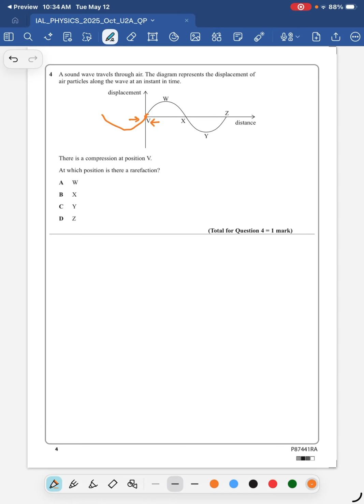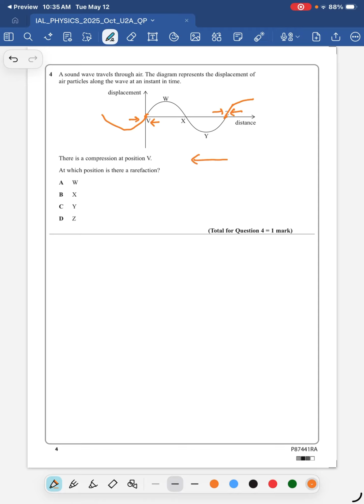So the only way this makes sense is that we have a wave that travels to the left actually, okay? So I hope this makes sense. If it doesn't, let me know. So if that's the case, then if we go to Z, Z is also a compression because immediately to the right of Z, particles move to the left, so they move towards Z, and immediately to the left of Z, particles move to the right, okay? So you get a compression.